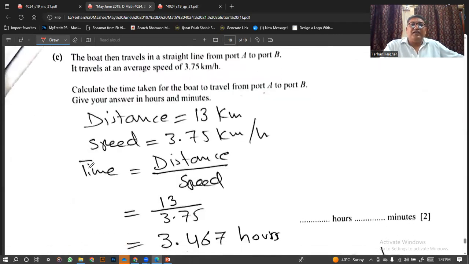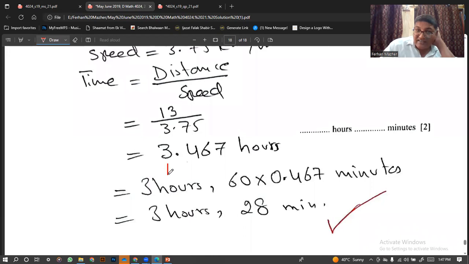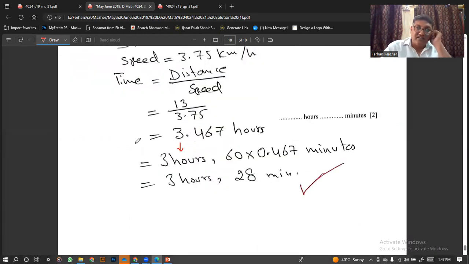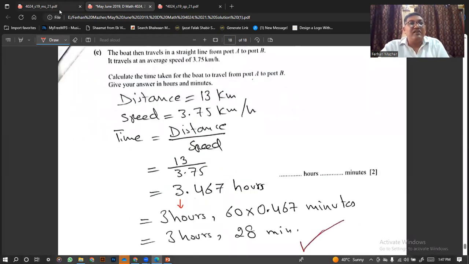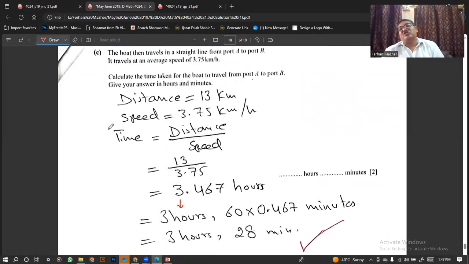And so it's very simple. The distance is 13 kilometers. The speed is 3.75 kilometers per hour. You know, the time will be equal to distance divided by speed. So 13 kilometers divided by 3.75 kilometers per hour. So the answer will be 3.467. So this is 3 hours, and 0.467 multiplied by 60 to get the minutes. So you will get 28 minutes. So 3 hours and 28 minutes is the answer. Let's check. 3 hours, 28 minutes is the right answer. And this is the solution of the C part of question number 11.